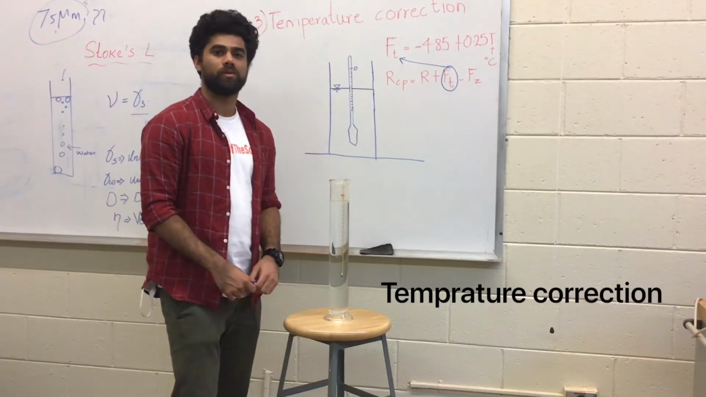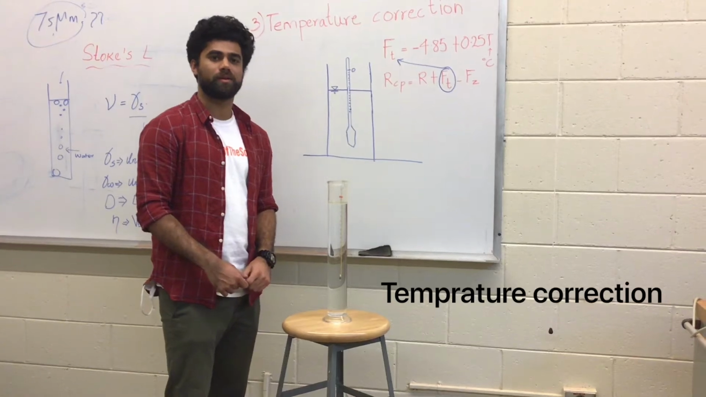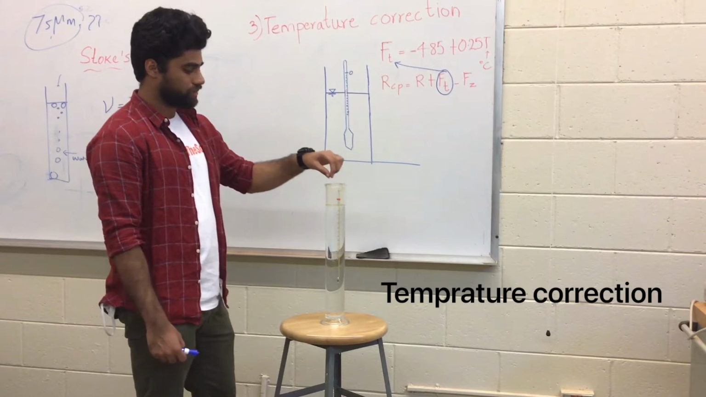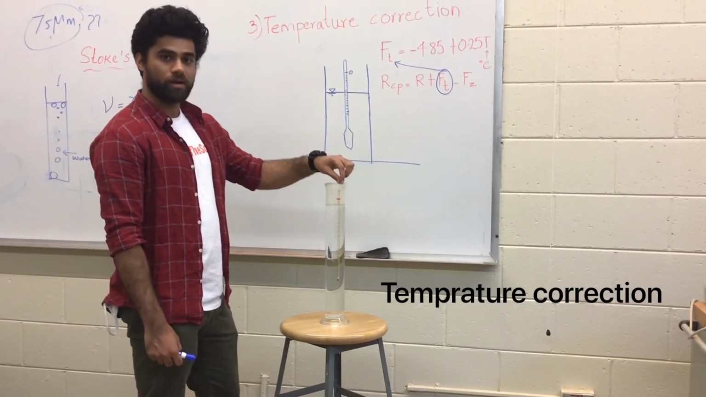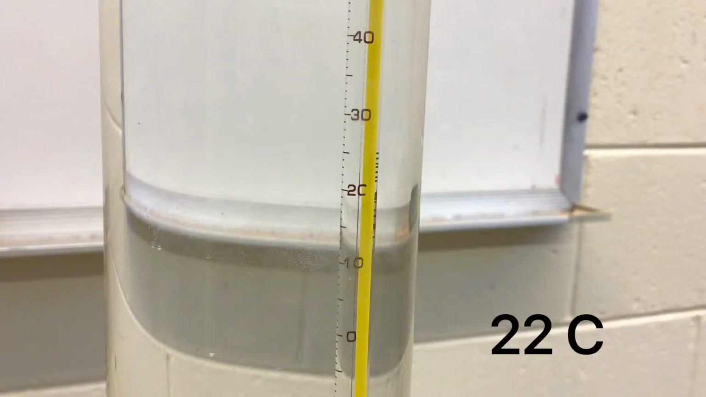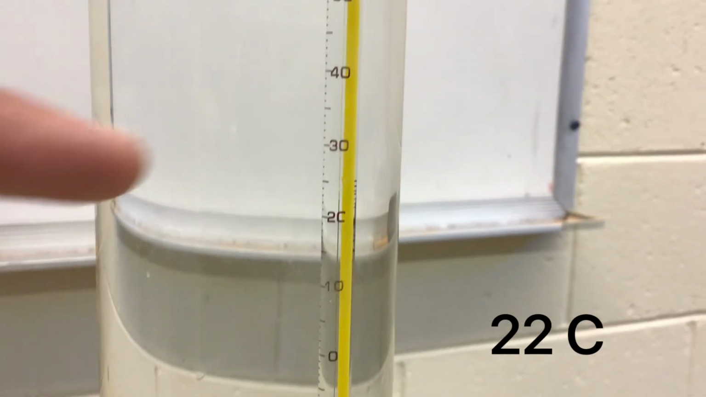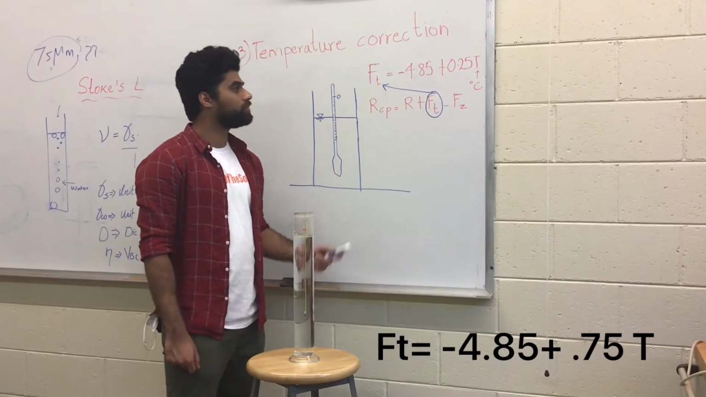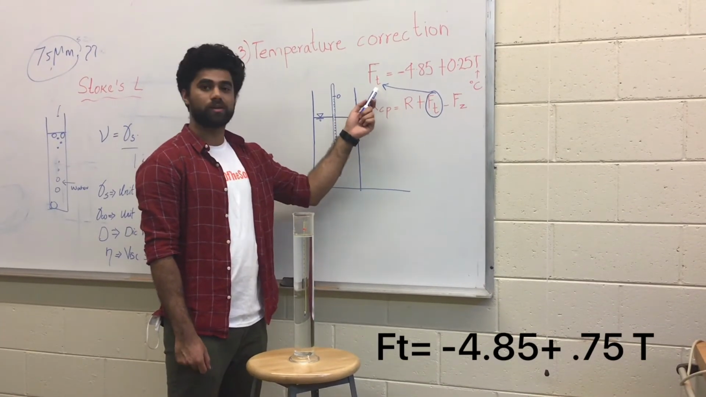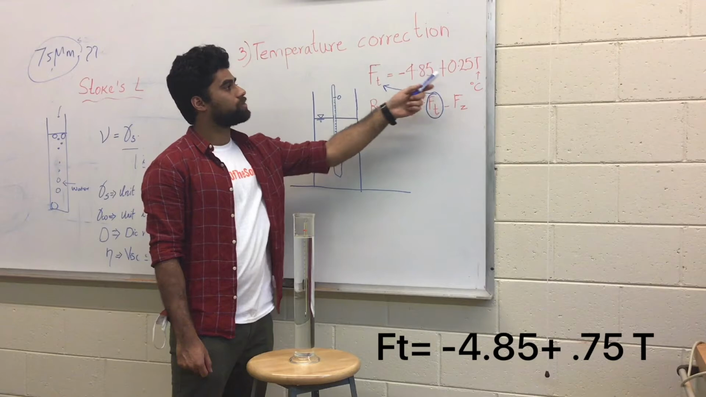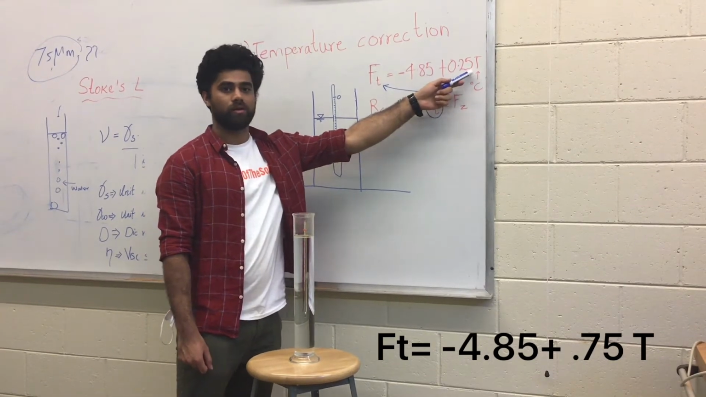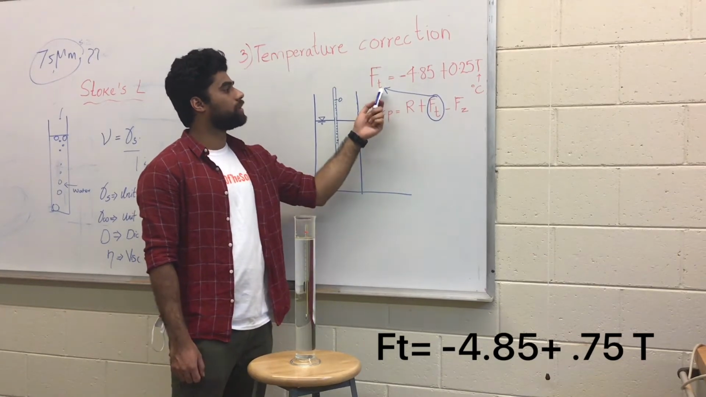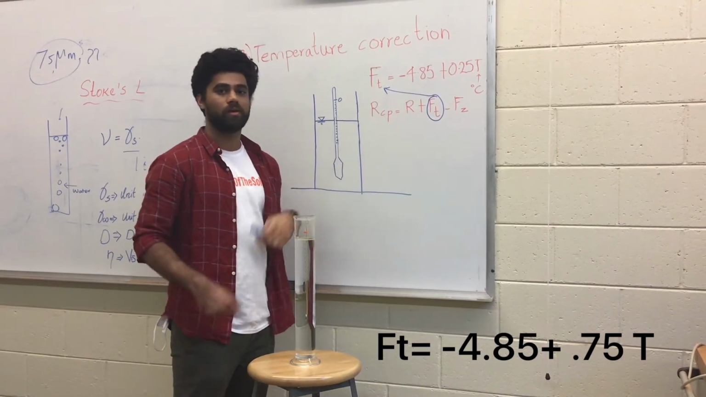So we are going to look into the third correction now, which is the temperature correction. For that, we need to put a thermometer in the measuring cylinder and record the temperature. As you can see, the temperature is around 22 degrees Celsius. You have the formula for Ft, which is the temperature correction, in your manual. You just have to substitute the value of T, which we just measured as 22 degrees Celsius, and you have to substitute the value of Ft in RCP.